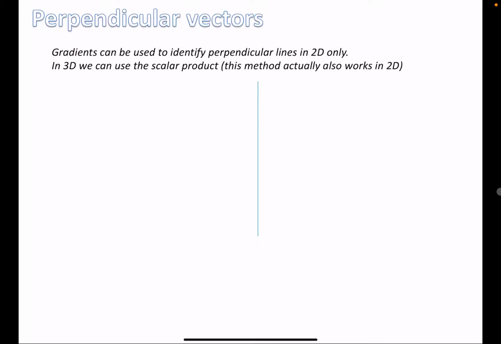Right, this next part is all about what can come about from the scalar product and the different things that arise by using it. Okay, so one of the things is dealing with perpendicular vectors.